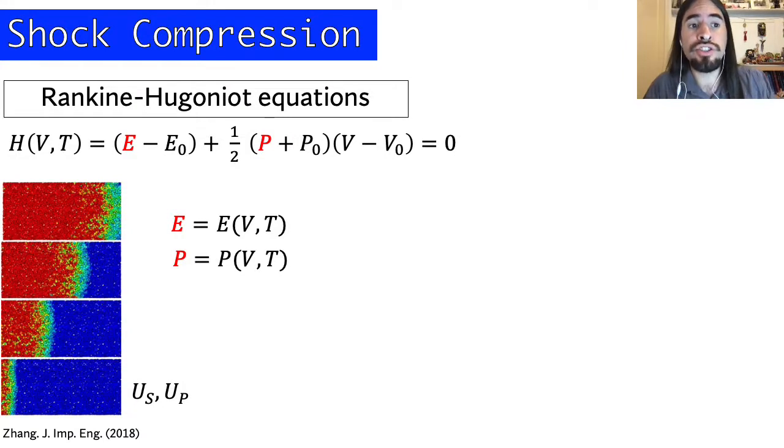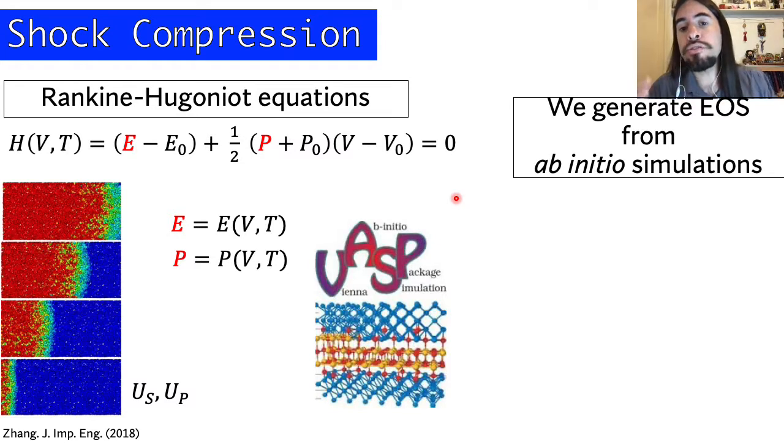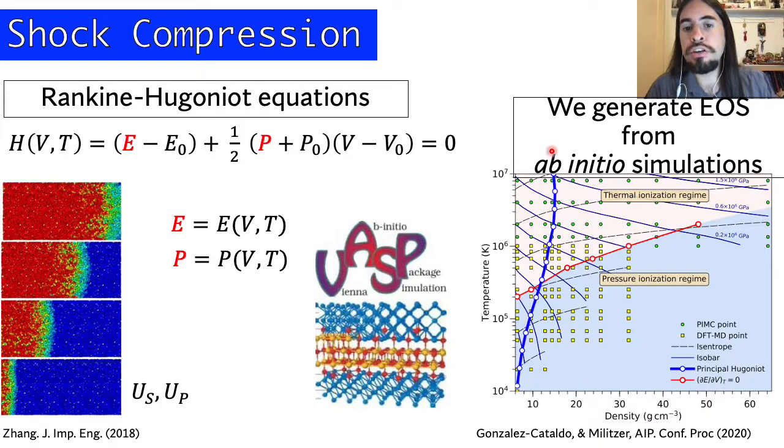As I mentioned earlier, the shock compression can be characterized by the Rankine-Hugoniot equations, where the energy and pressure of the material can be obtained in principle at any volume and temperature from Ab Initio simulations. So in principle, we can do Ab Initio molecular dynamics simulations and obtain an equation of state of a material and solve the Rankine-Hugoniot equations. And thus we obtain the shock-Hugoniot curve that I show in this figure as the blue line. So basically we perform a number of individual simulations shown here in the yellow squares for a given isotherm, and we solve the Rankine-Hugoniot equations for that particular isotherm, which gives us a point along the shock-Hugoniot curve.